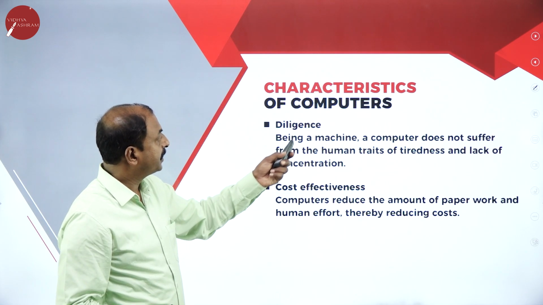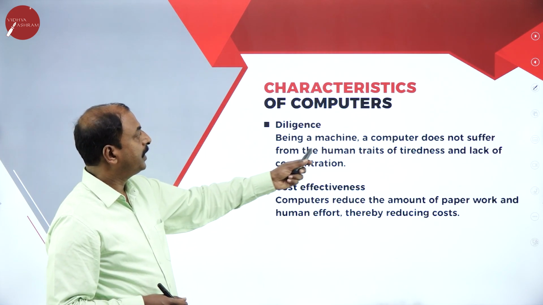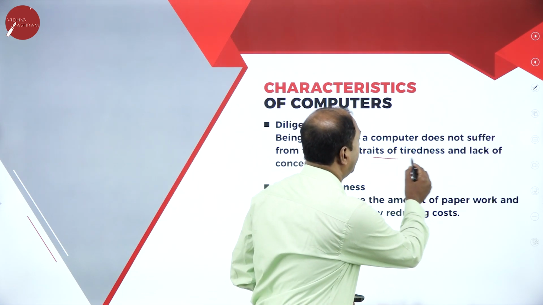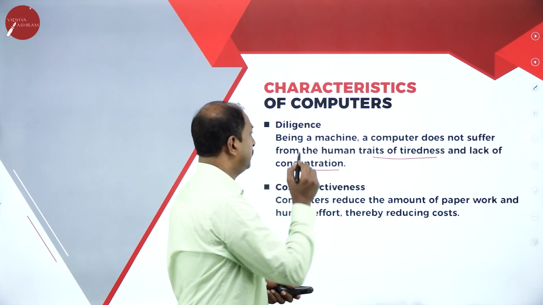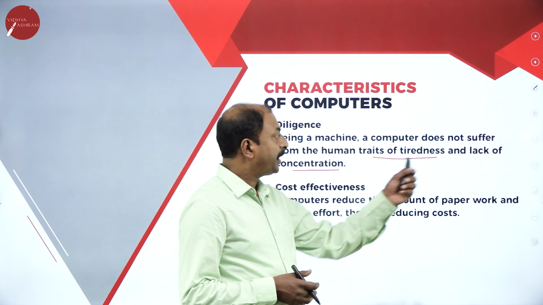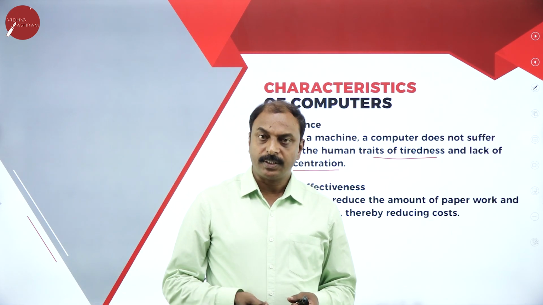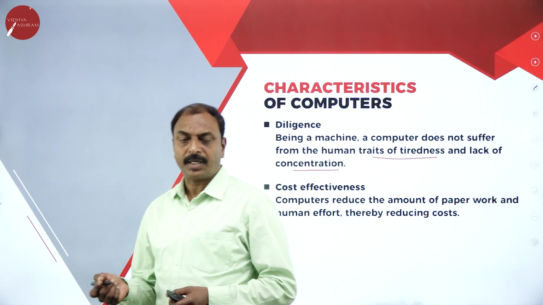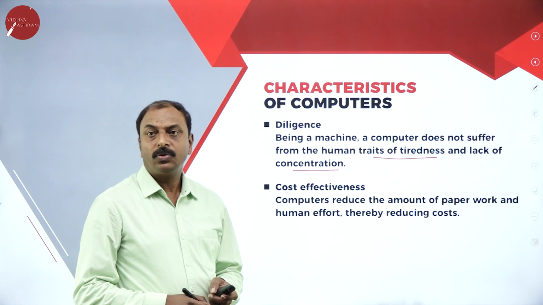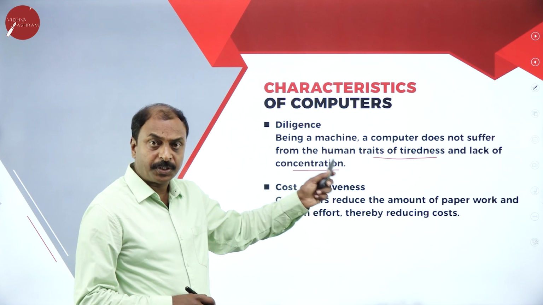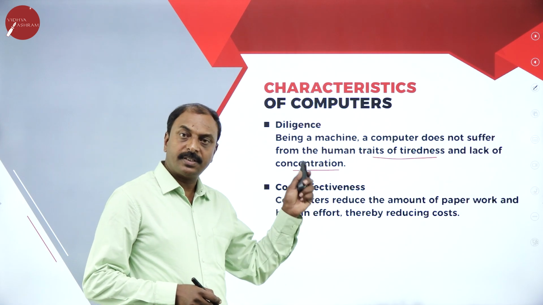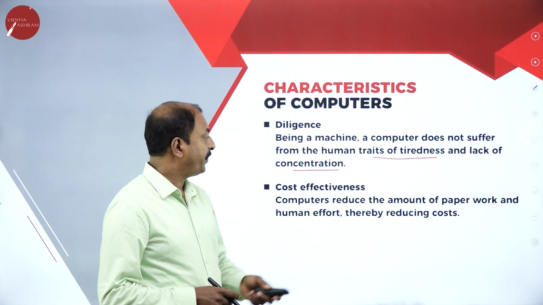The next characteristic is diligence. Being a machine, a computer does not suffer from human pride, tiredness or lack of concentration. Students, we being human beings are not free from tiredness. We can do a lot of work, but we cannot do any work for a long time. After some time we feel tiredness or maybe lack of concentration. A computer, being an electronic machine, is free from tiredness as well as lack of concentration. So this is diligence.